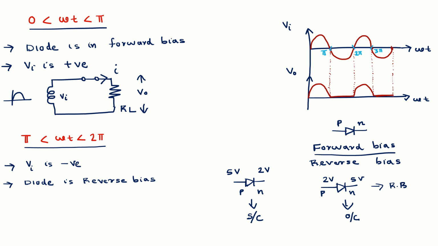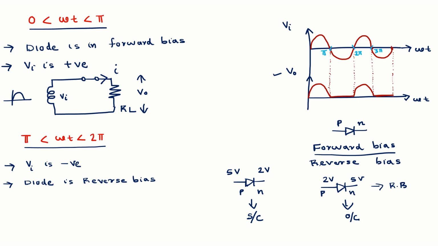So the output voltage also has a sinusoidal shape. That is why, look at this waveform V naught. I am drawing the shape of the output voltage in the range 0 to pi. In that range, the shape of the output waveform is also a sinusoidal signal. Hope that you got the point.